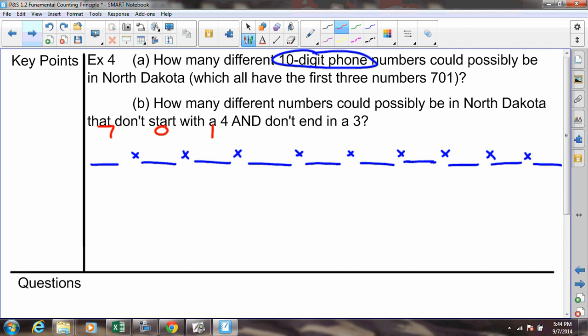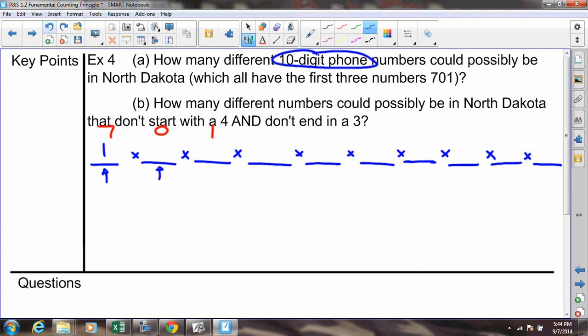Please note, that does not mean that there are 7 options. I'm not saying the 7, 0, and 1 are going down here. I'm saying, since it has to be a 7 here, how many options are available for that? There is only one option. The only number that is allowed is the 7. So there's one choice.